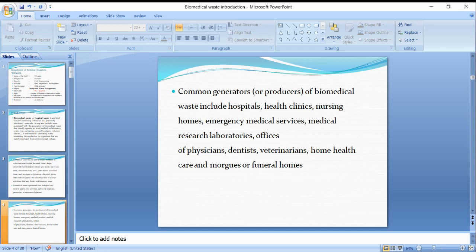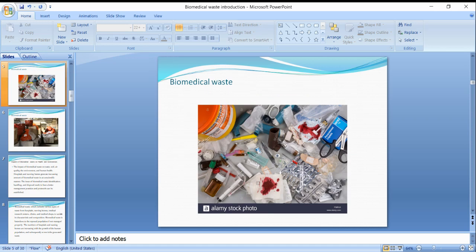So you can see the hospitals and health clinics, nursing homes, emergency medical services, medical research laboratories, and offices of physicians, dentists, veterinaries, and home health care. There you can observe more waste generated. From the picture you can observe what the waste is.